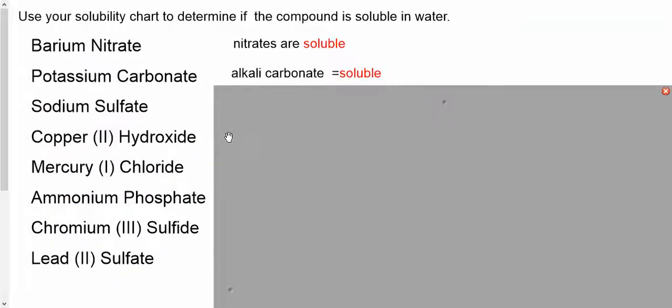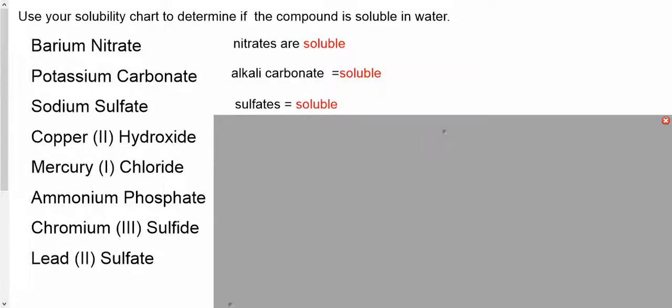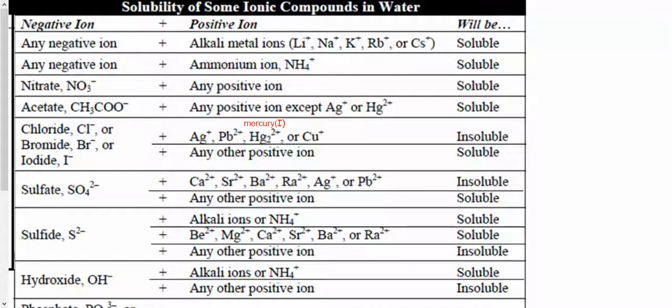Sodium sulfate. Sodium is a group 1 metal, therefore it's soluble. Sulfates are also soluble if you go back and look at the chart. Sulfate is insoluble with these ions. Any other positive ion, it would be soluble. But alkali metal ions are soluble, so that compound will be soluble.